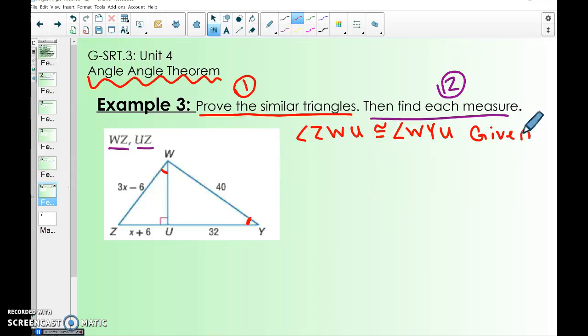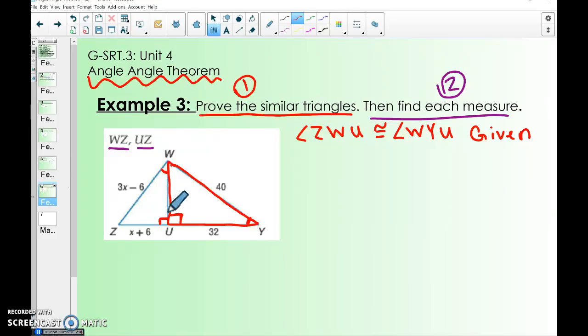Awesome. Don't have to work on that one. That makes it kind of nice. Okay, that means we just need one more. Well, they give you the fact that there's a 90 here. All right, well, do you see another angle in this triangle that can match that 90? Hopefully it's pretty obvious. It's this guy right here.